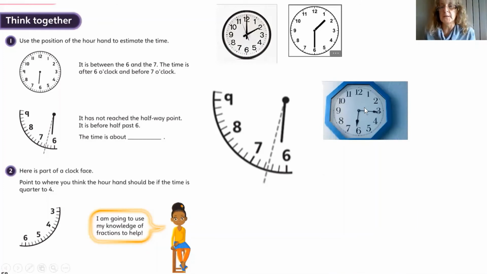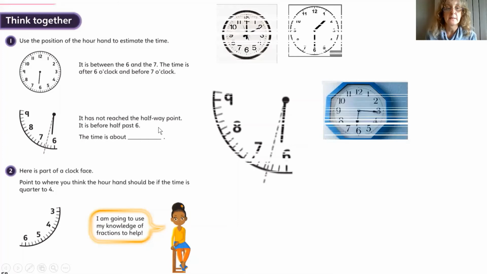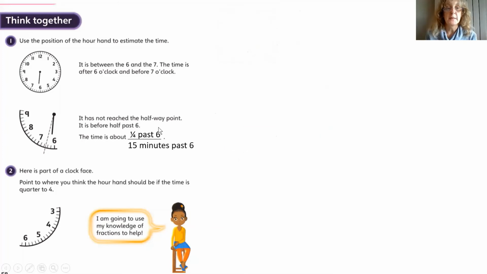I think it's 6:15. Can we see where that hour hand is? I think it's roughly, it could be 14 minutes, it could be 15, it could be 16. Remember, we're only estimating. So that is 6:15 or 15 minutes past 6. It's the same time. 15 minutes is the same as a quarter, because we know that a quarter of 60 is 15. Let's look at this one then.